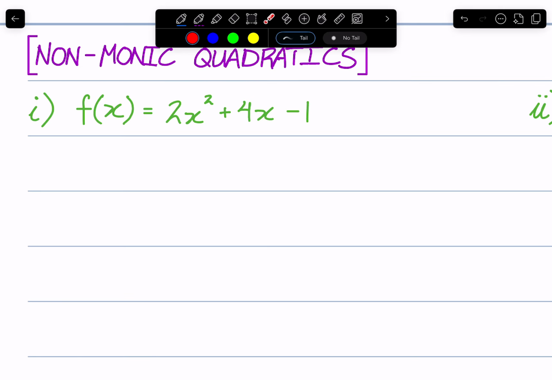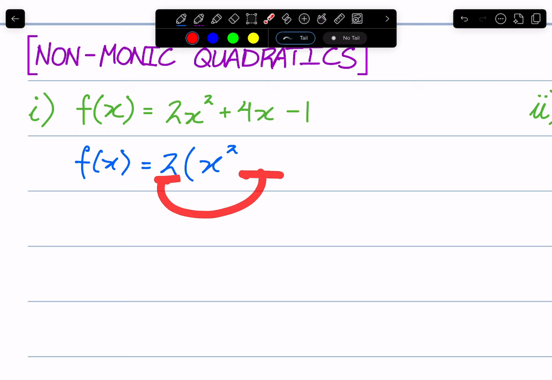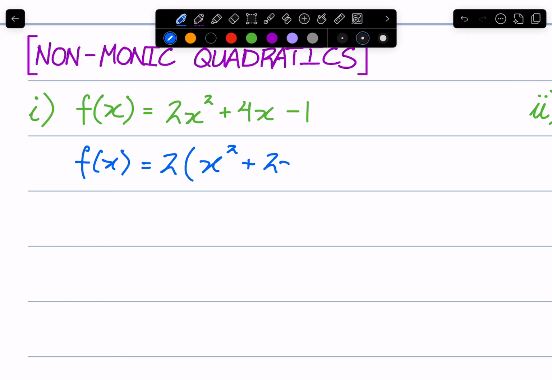So for this one, with non-monic quadratics, we first have to factor out the coefficient of x squared to make this a monic quadratic. Normally we would divide this out, but since this is equal to f of x, we can't necessarily divide that out just yet. So it'll be 2 factored out of x squared. 2 times something gives me 4x. This one's rather easy, so plus 2x.